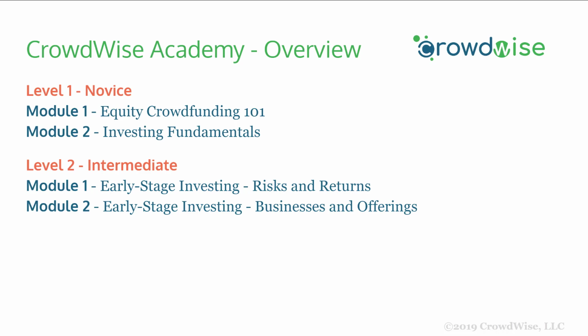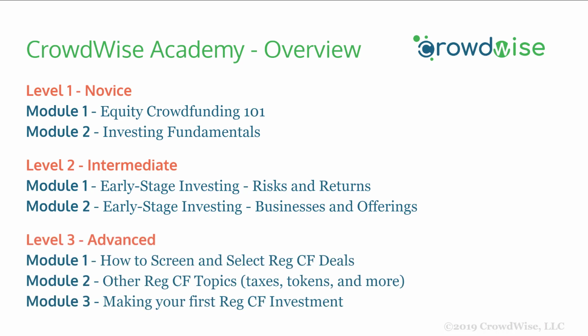Level 2, Intermediate, is also broken down into 2 modules. Level 2 focuses on early stage investing, so the first module is going to talk about risks and returns. Essentially, we'll be looking at historical risks and returns from the early stage investing asset class, what to expect for equity crowdfunding, and those types of topics. Module 2 is going to talk about the businesses as well as the offerings and deals. So we'll get more into the deal structure, what you can expect as you're looking at businesses on the crowdfunding portals, and then the different types of businesses that you will see raising, since they are not all the same.